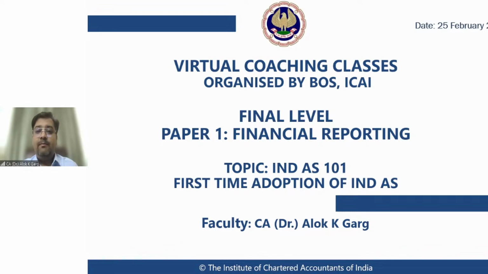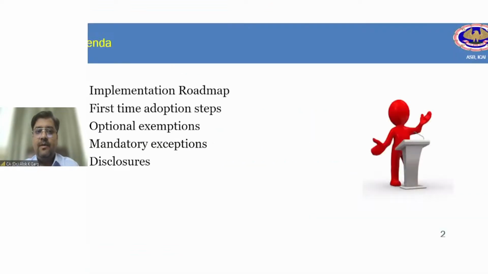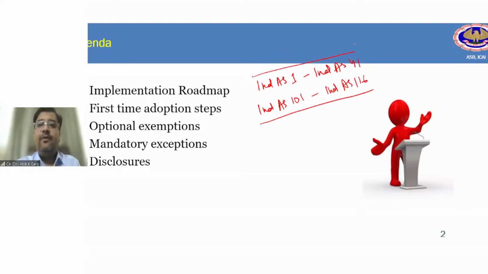So can anyone tell me, how many standards are notified as on date in terms of Ind AS? In terms of Ind AS, total 39 standards are notified as on date, right? So we have two series of Ind AS standards. First, a series starting from Ind AS 1 to Ind AS 41, right? Second, the series starting from Ind AS 101 to the last standard Ind AS 116. So we have two series of standards, 1 to 41 and 101 to Ind AS 116, right?